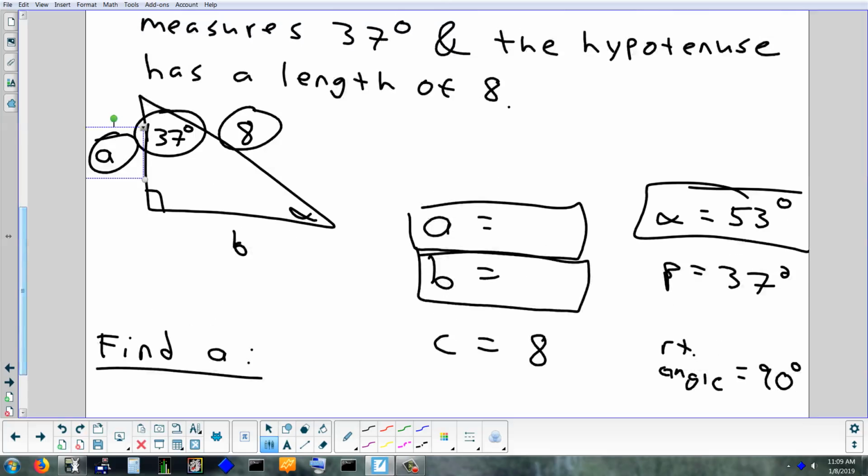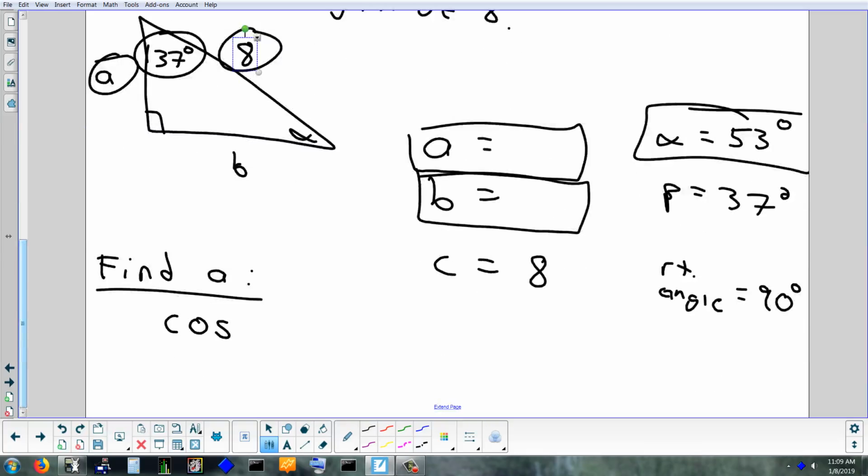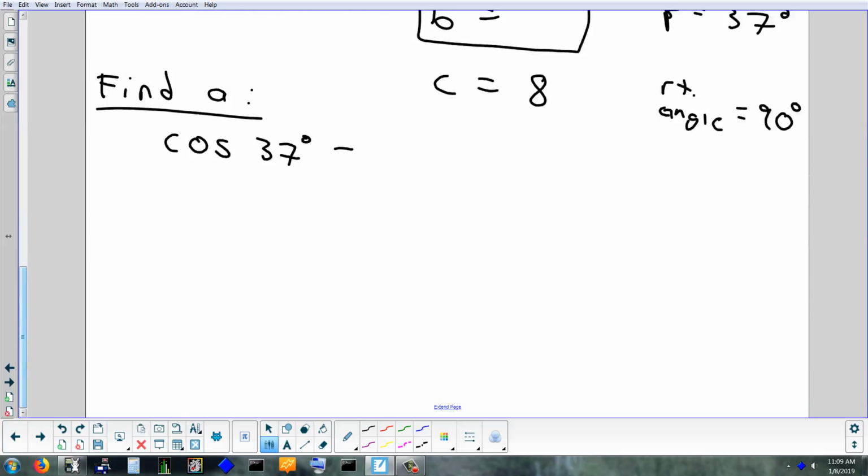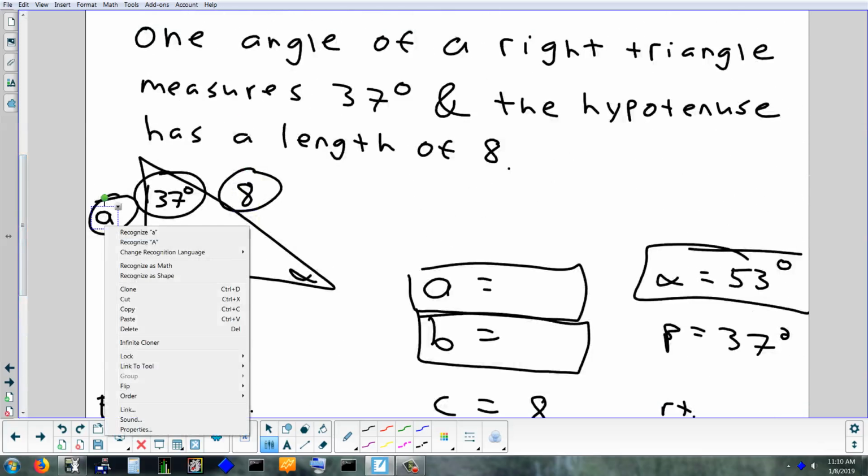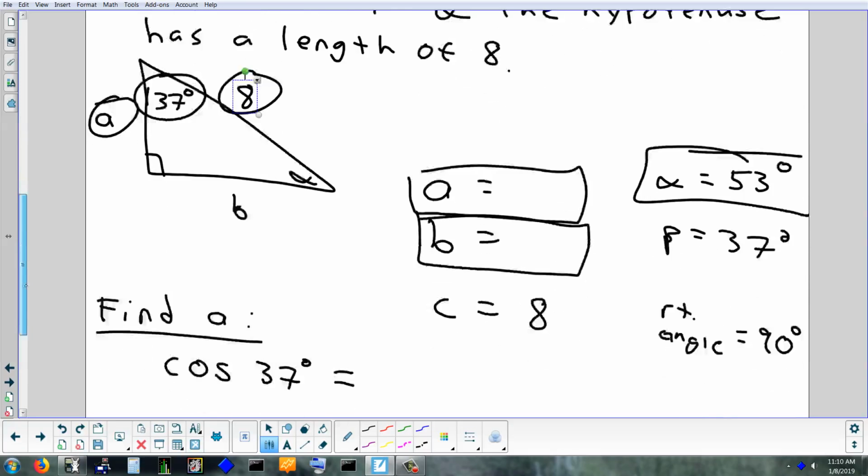And what about 8? Is that opposite or hypotenuse? Hypotenuse. So I'm looking for a trig function that has adjacent and hypotenuse. Is that sine, cosine, or tangent? Cosine. So we're going to set up our equation. Cosine of, and now you type in your angle. All right, write it down. Cosine of 37 equals adjacent over hypotenuse. Adjacent, we don't know, is A. Hypotenuse, we do know, it's 8.